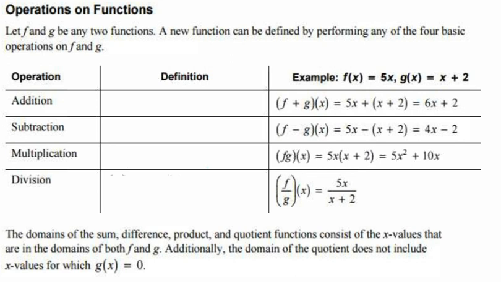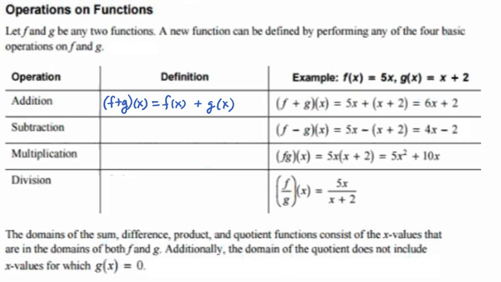In this video, we're going to be talking about the operations on functions. Just as two real numbers can be combined by the operations of addition, subtraction, multiplication, and division to form other real numbers, two functions can be combined to create new functions. So let's let f and g be any two functions. A new function can be defined by performing any of four basic operations: addition, subtraction, multiplication, and division.